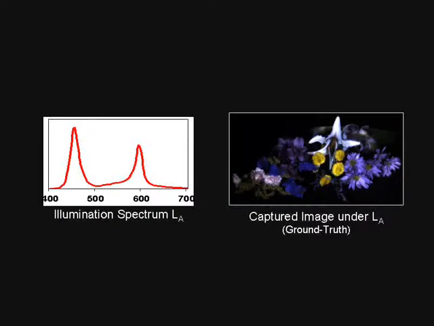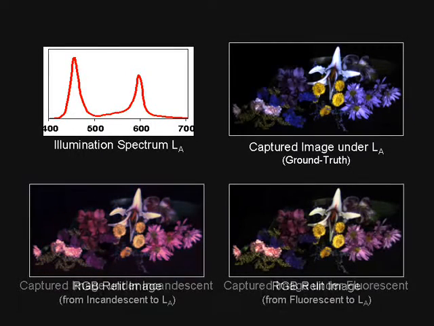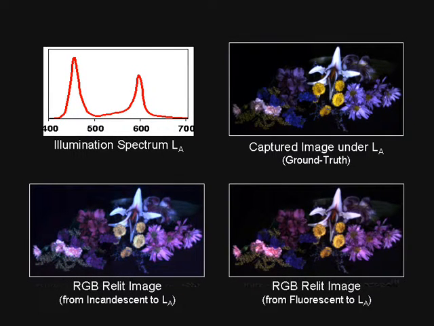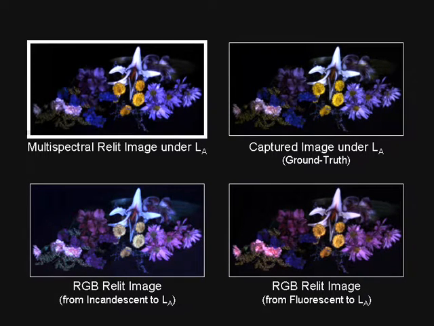In this example of flowers, we captured the RGB image on the right using an illumination with the spectrum shown on the left. We then captured RGB images of the scene using incandescent and fluorescent lighting. We applied RGB color transformations corresponding to the illumination spectrum shown above to the 2 captured images. Note that the colors of the flowers are distorted with respect to the ground truth. However, multispectral relighting yields an image that is almost identical to the ground truth.